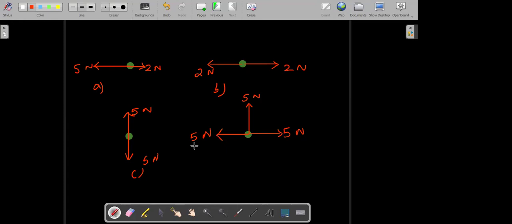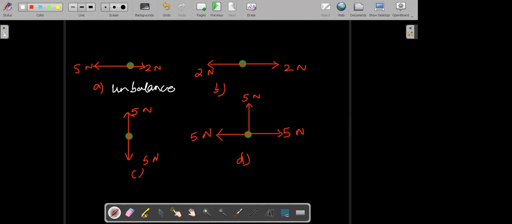B. B, C. Let's start with A. What can we say about A? Are the forces balanced or unbalanced? Unbalanced, because the net force will be 3 Newton. Okay, so here we observe that the forces are unbalanced.